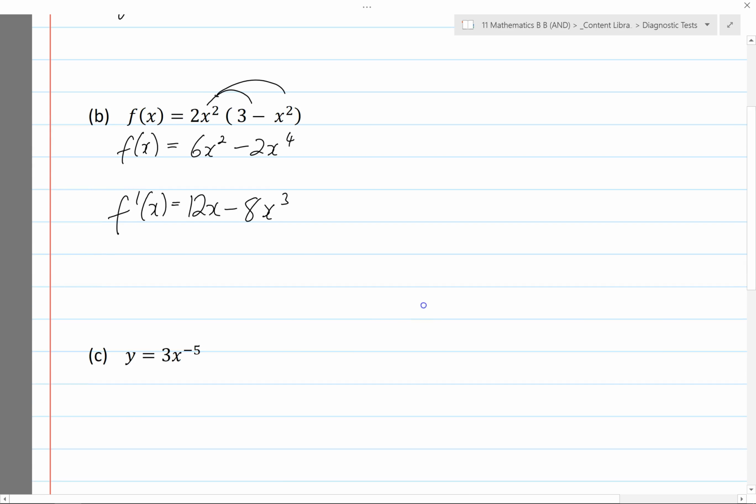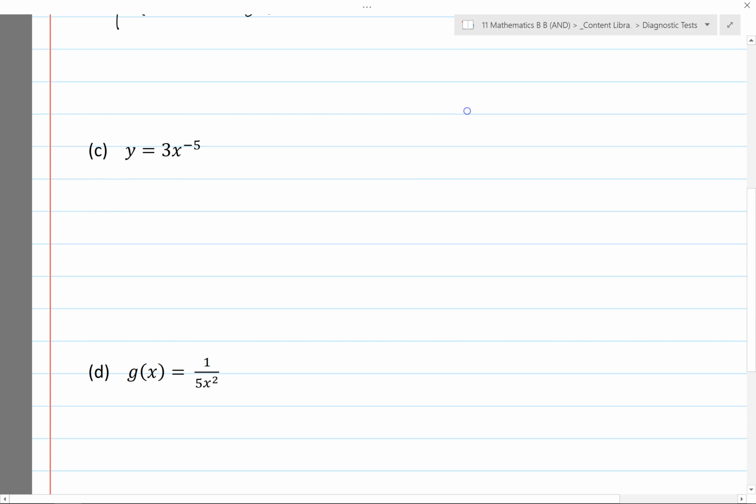cubed. If the powers are negative, that doesn't matter as long as my variable x is on the top of a fraction. I can go ahead and differentiate. To mix it up, I'll use dy dx. 3 times minus 5 is minus 15 x to the power minus 5 minus 1. I normally wouldn't do this in 2 steps, but minus 5 minus 1 is minus 6.